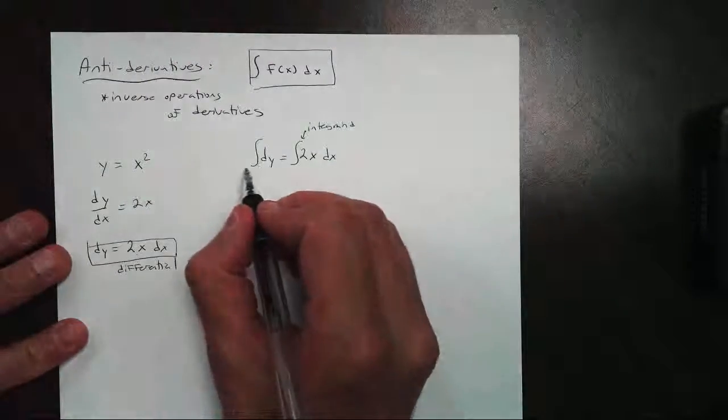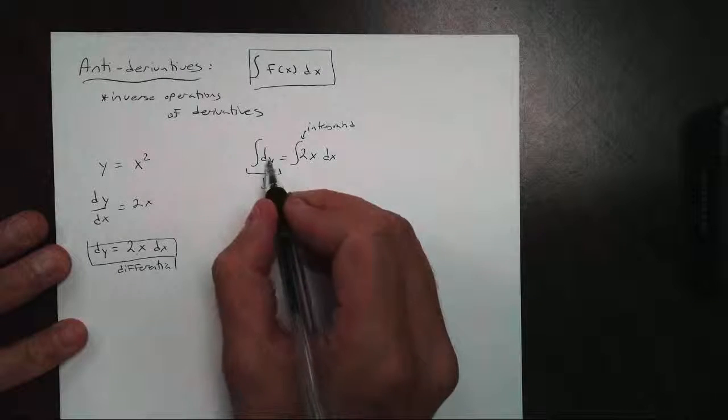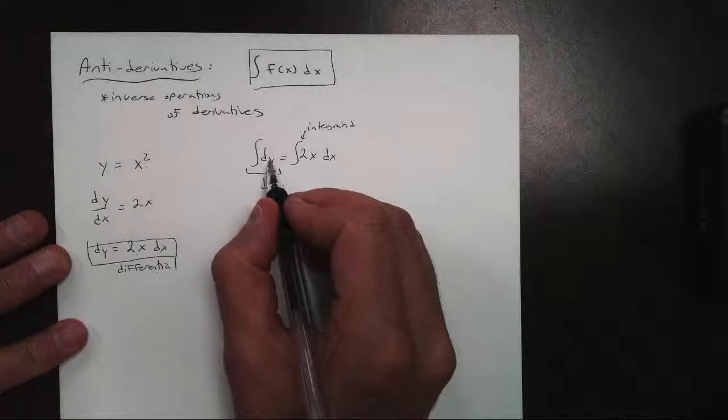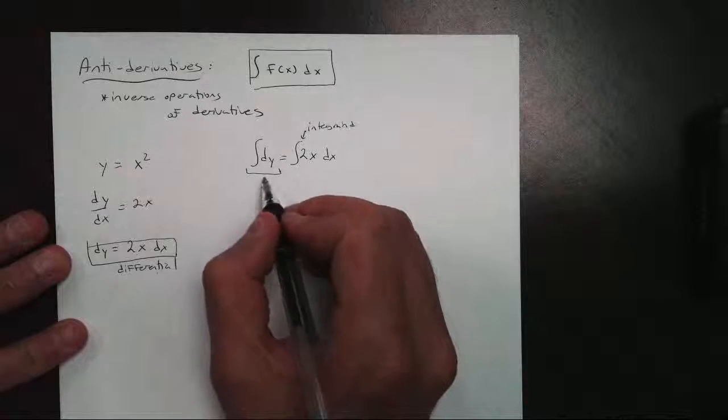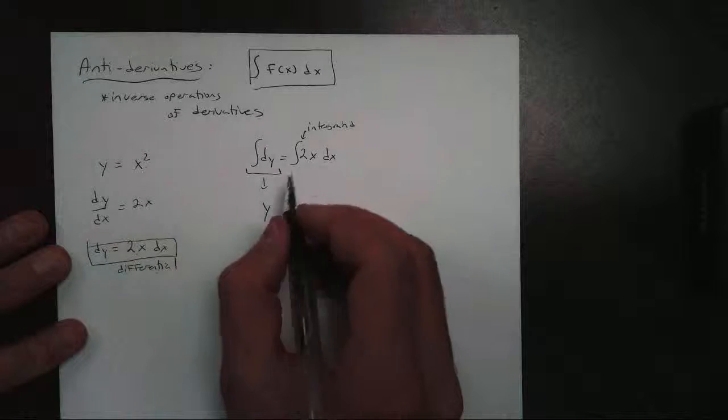Now, this dx over here we're going to talk about way later. That just becomes the function itself, y. What's the inverse of the derivative of y? The antiderivative of dy is just y. Because how did I get dy? I took the derivative. So I just get y back.